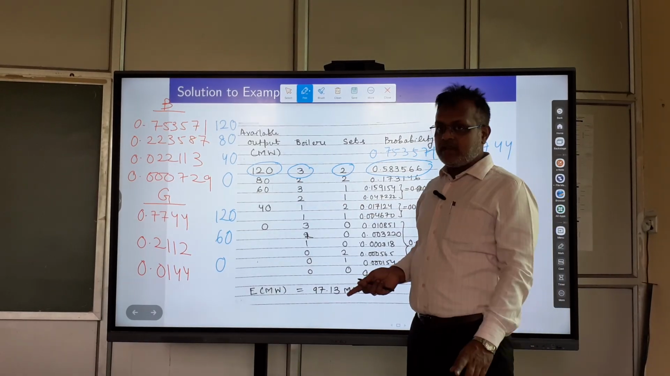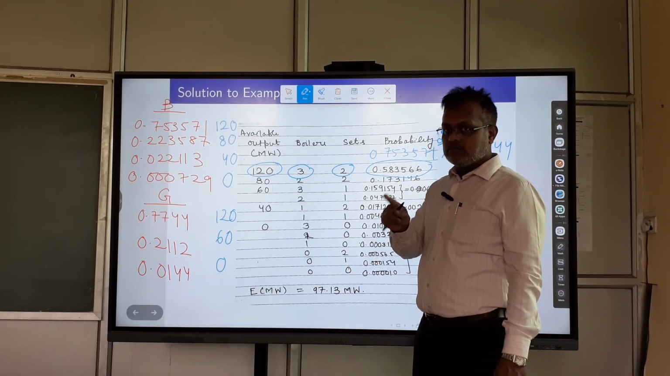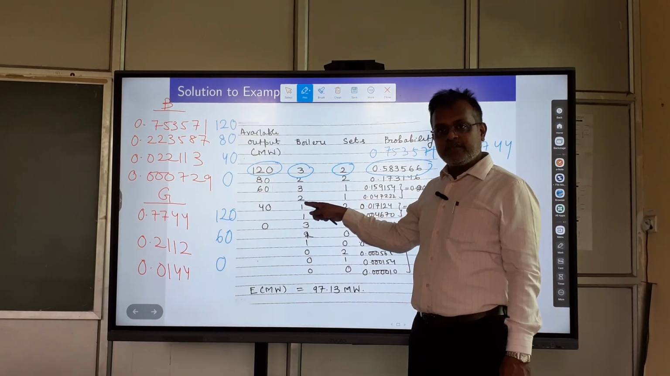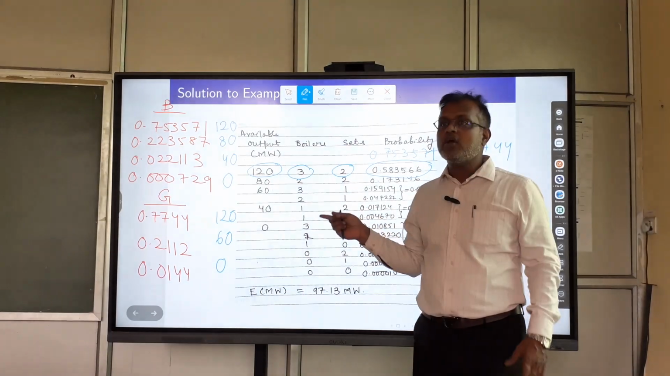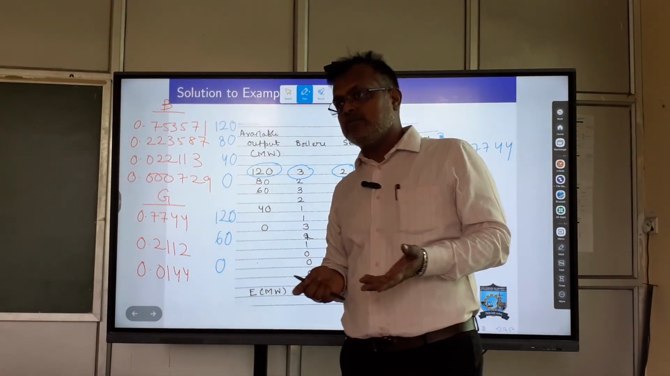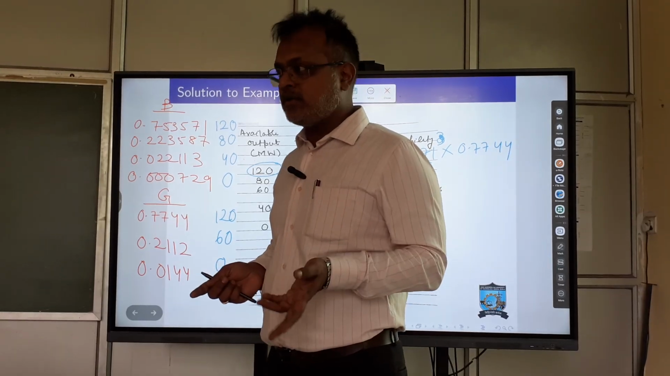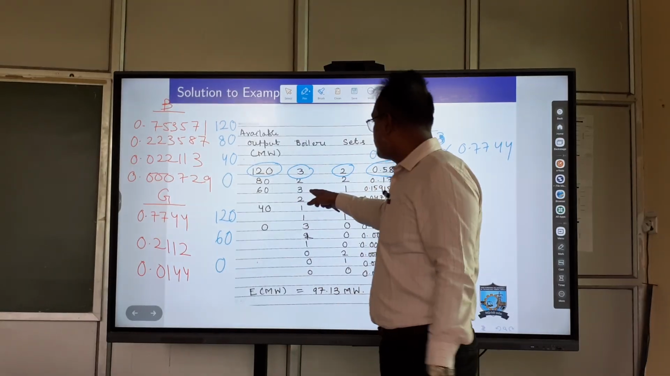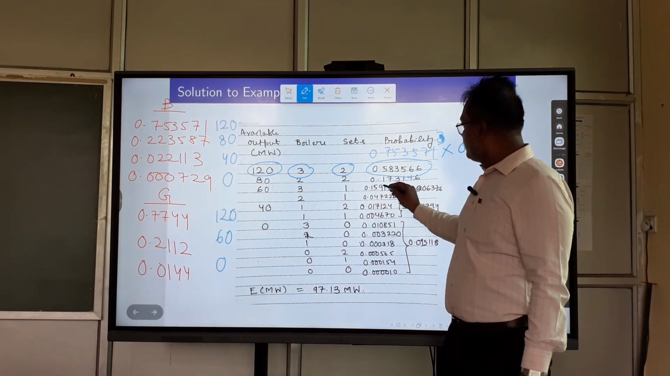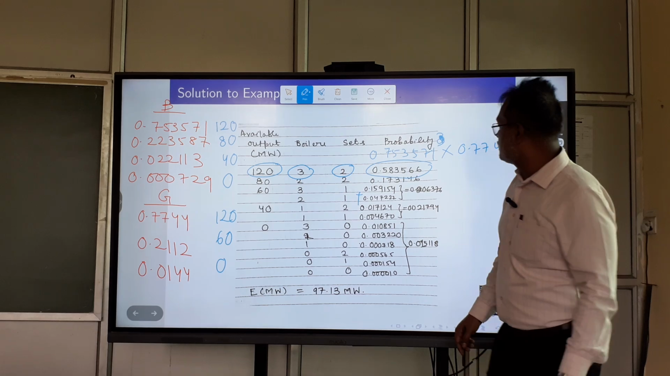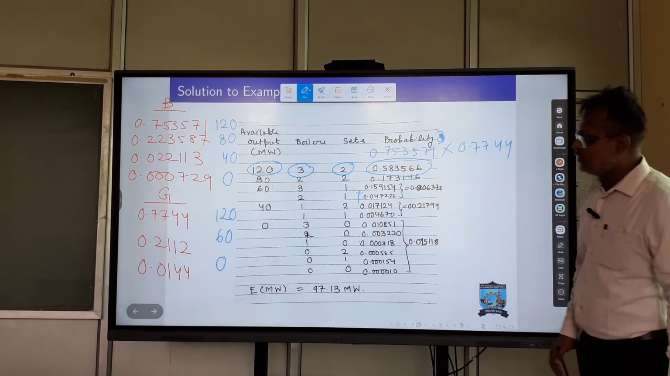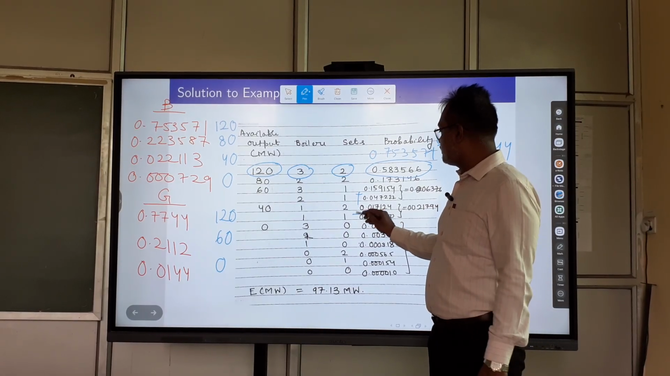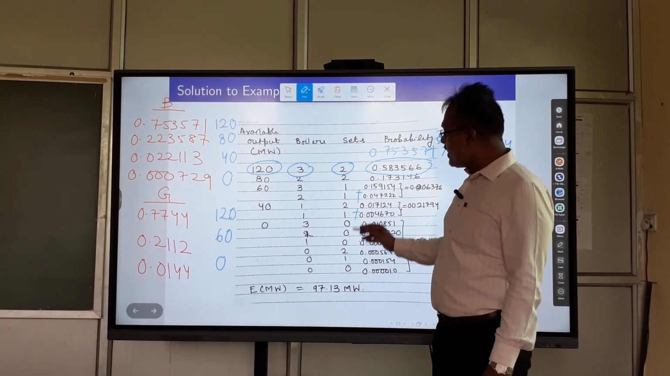Now 60 will be there either with 3 boilers up and 1 generator up, or 2 boilers up and 1 generator up. Because irrespective of whether the boiler capacity is 120 or 80, the generator is 60, so it can run. So 60 megawatt output in this or this. That means this plus this. Similarly, 40 megawatt either this or this plus this. And 0 megawatt has so many conditions.